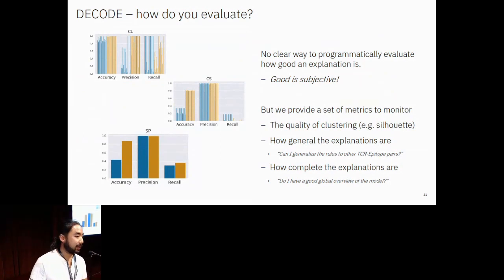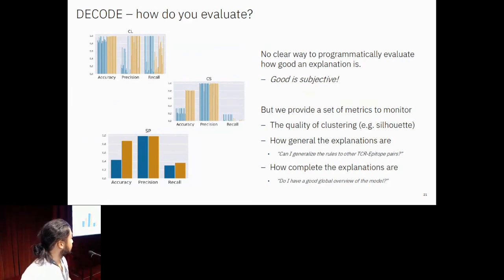So this is actually a pretty big topic in interpretability. And I'm not sure it's going to be solved soon, or if there is any solution. The core thing is that good is subjective, right? We don't have an objective measure of what a good explanation is. So what we provide in our pipeline is a set of metrics that can maybe guide you, the user, in trying to understand if the explanations are sensible or not.